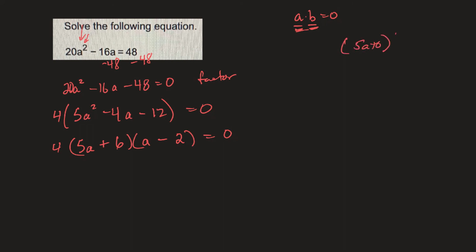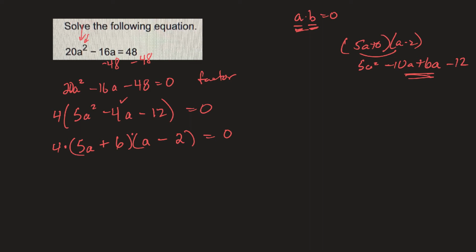5a plus 6, a minus 2. So 5a squared minus 10a plus 6a minus 12. This is a minus 4a. That's what I have there. So this is correct. So now I'm at a point where I have 4 times 5a plus 6 times a minus 2 is equal to 0.